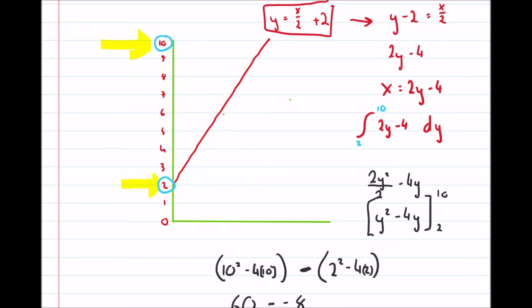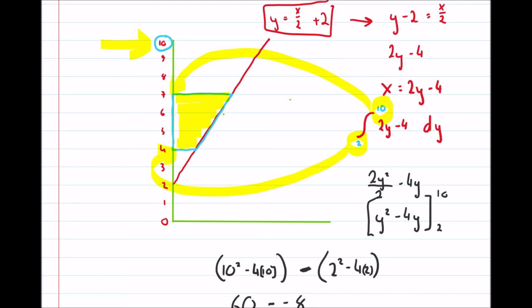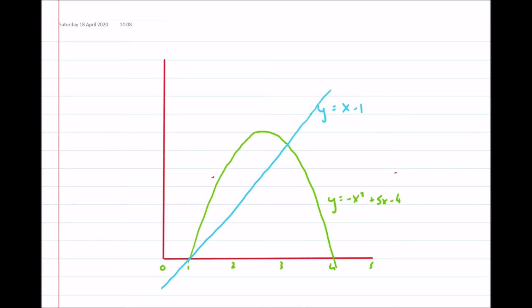If I just wanted to find out, say, this area, this bit here, I'll put it in yellow, I'll do the exact same thing, except the 10 will change to 7, and the 2 will change to 4. Alright. The first thing I could do is find the area between the curve and the x-axis, between this point and this point, so between 1 and 3. So I could find the area of all of that.